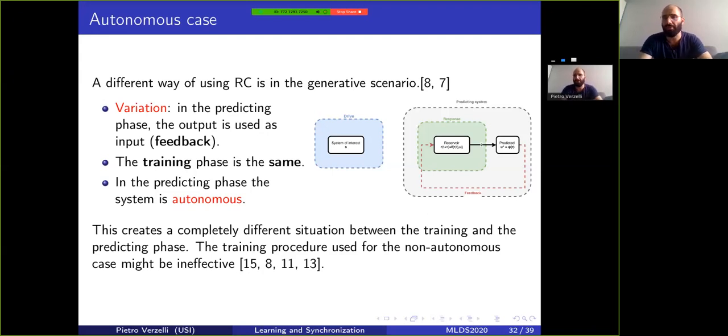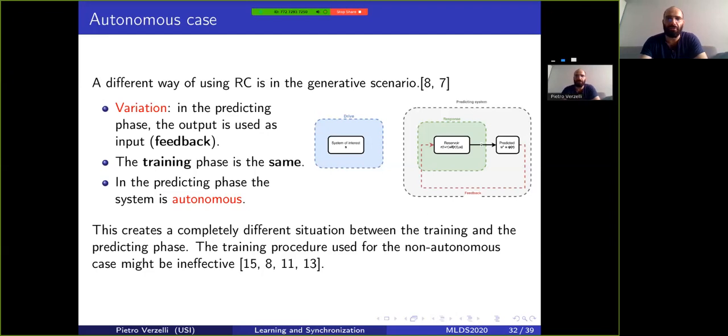So that represents the predicting phase of that system, where you just use your own generated output to feed back into your system. And so you create a new predicting system. But the important part is that this is autonomous. So now you have an autonomous system. The drive is absent, is not linked anymore to you.